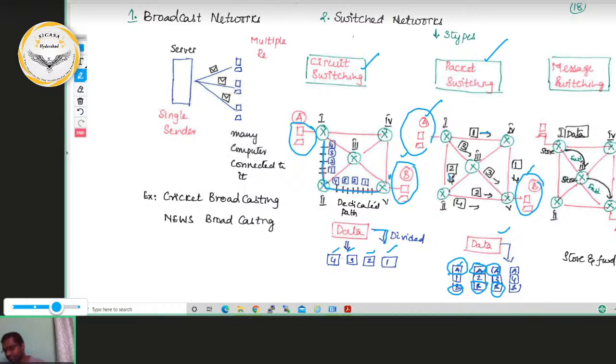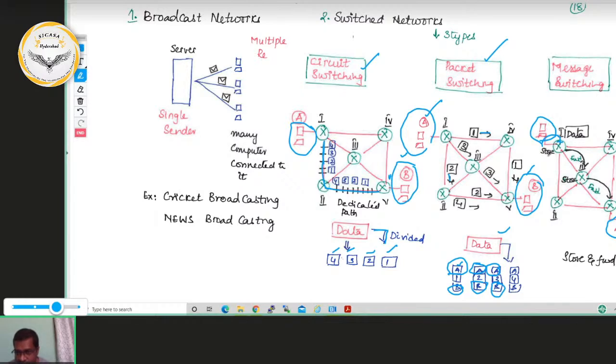And lastly, we have message switching. So what do you mean by message switching? Here, again, I want to transmit the data from A to B. Here, I will not divide the data. As you saw in circuit switching and packet switching, I divided the data into packets. Here in message switching, we will not divide the data into packets. Once the sender says send, the data will be transmitted to the first switch.